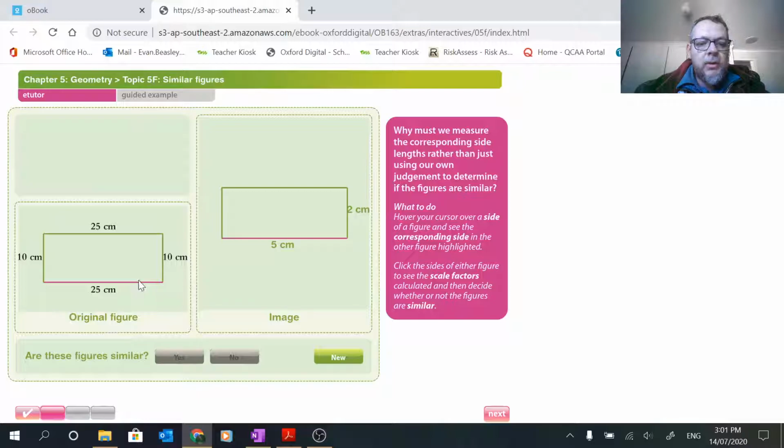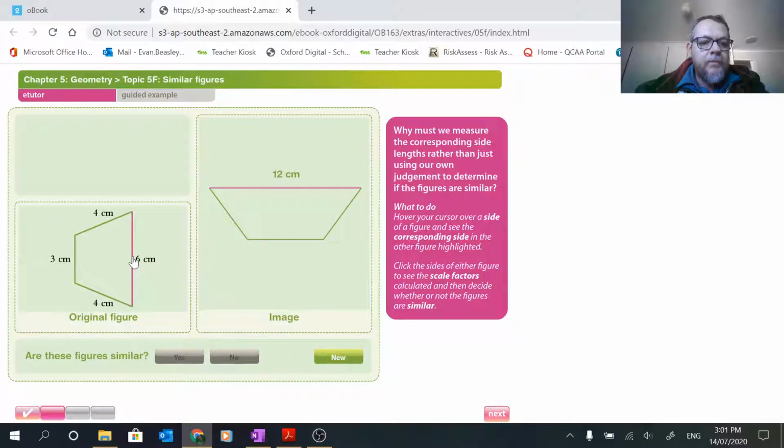Now let's just explore this side. If it has a scale factor of 0.2, well, yes, they must be similar. Remember, similar figures have corresponding sides in the same scale factor and have equal angles. So let's try another one. So this one, 6 and 12. You can see that these two are corresponding sides. And this has a scale factor now of 2.